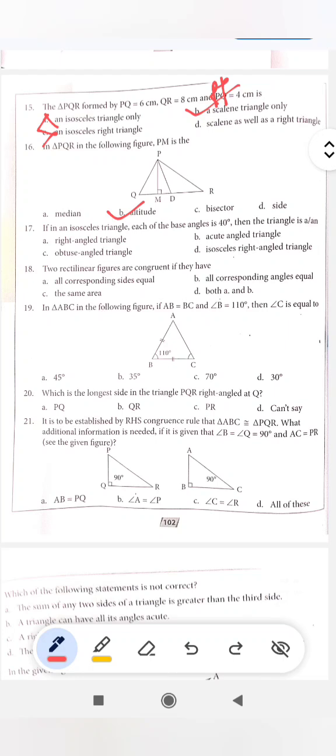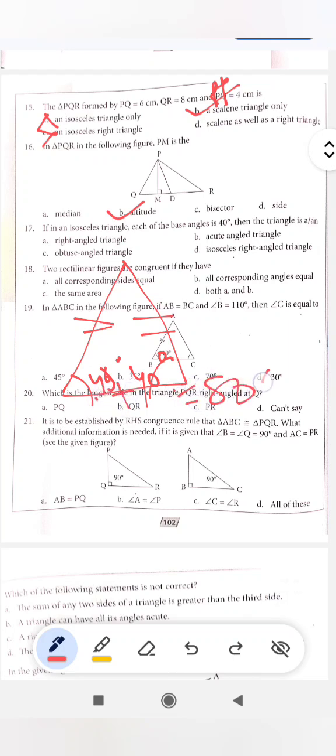Now question number 17. If in an isosceles triangle, each of the base angles is 40 degrees. Let's draw the isosceles triangle. It is said that the base angle is 40 degrees. Base angle means the equal angle. Then the triangle is a dash. 40 plus 40 is equal to 80 degrees in total. So the third angle will be 100 degrees. So this one is an isosceles triangle that we know. Along with that, this one is an obtuse angle triangle.